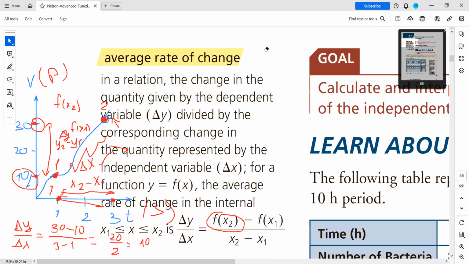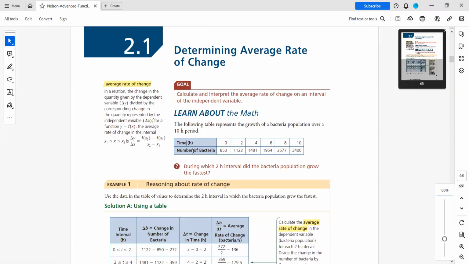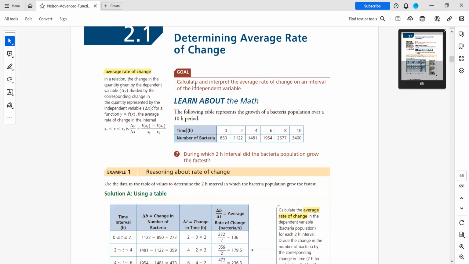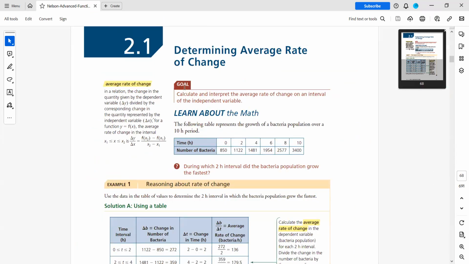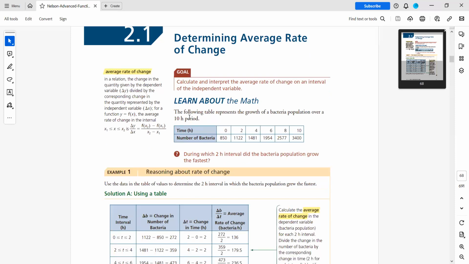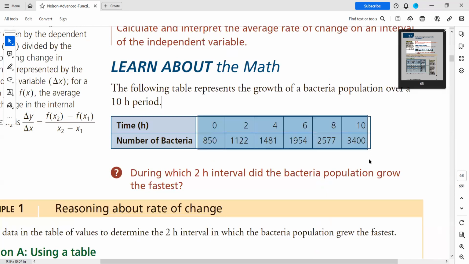I'm gonna clear my drawing. And we're gonna move on to the first particular example that they suggest us here. The goal of today's class is to calculate and interpret the average rate of change on an interval of the independent variable. The following table represents the growth of a bacteria population over a 10-hour period. You see, bacteria are everywhere. And we have a certain table of values.